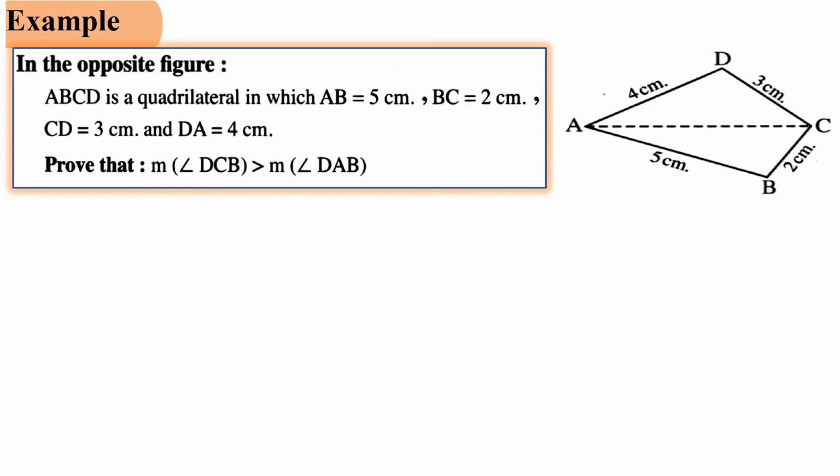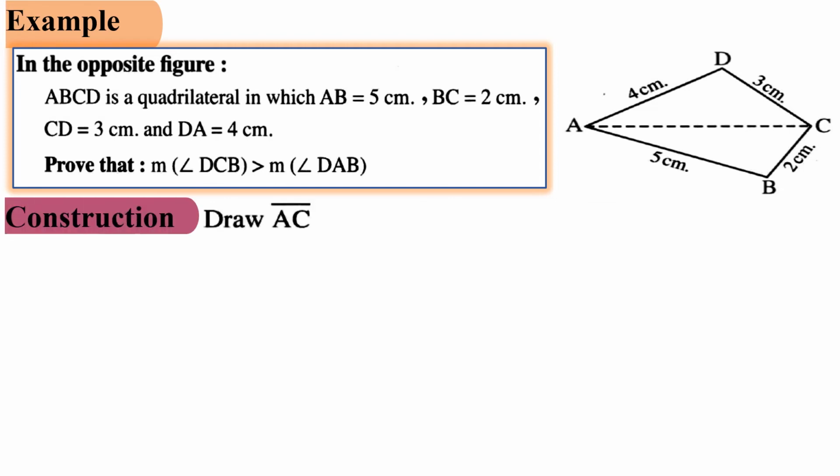Okay, in the opposite figure, ABCD is a quadrilateral in which AB equals 5 cm, BC equals 2 cm, CD equals 3 cm, and DA equals 4 cm. Prove that measure of angle DCB is greater than measure of angle DAB. Now for the construction, draw AC to divide this figure.